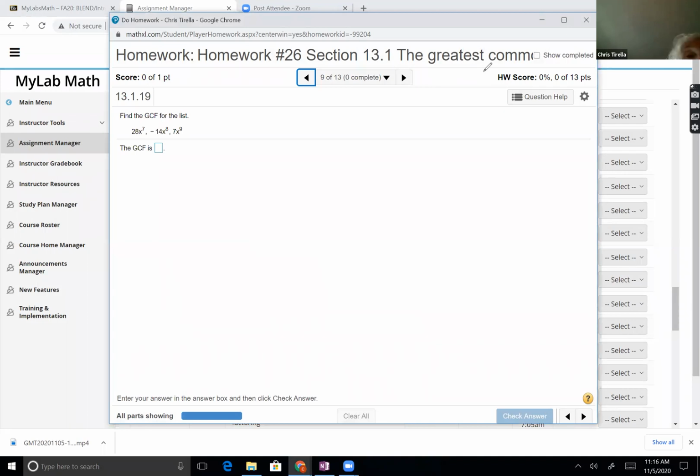Next one, the one before it, is along the same lines, except we're not writing a polynomial in factored form. We're just looking at those terms and saying, what is the largest common factor? So I've got 28x to the 7th, I've got negative 14x to the 8th, and I've got 7x to the 9th.